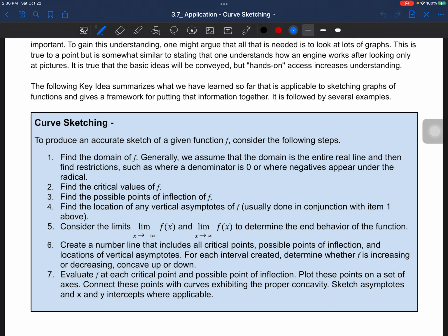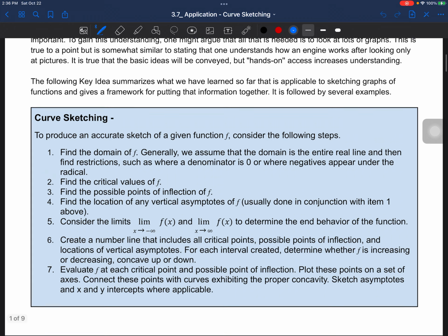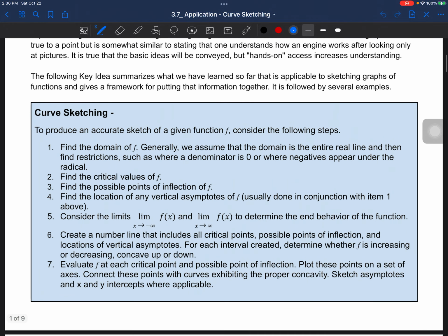Generally, we assume that the domain is the entire real line. So remember that the domain is the set of all x values that you can input into the function, and the output is a real number. So we're going to assume that the domain is all real numbers, and then find any restrictions, such as where the denominator is 0 or where negatives appear under a radical.